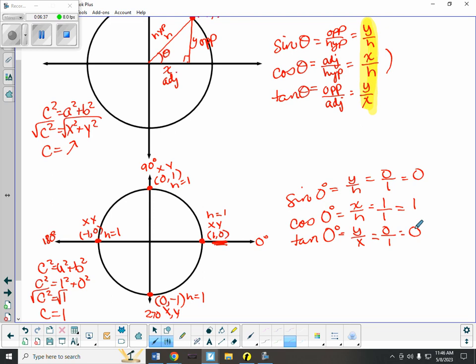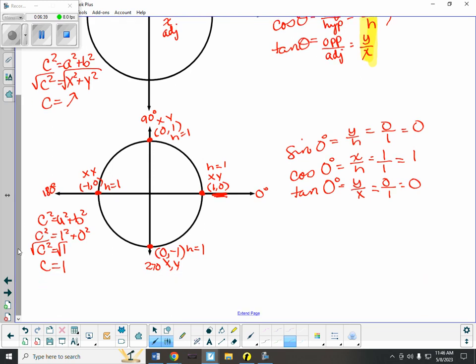We'll do another one here. Let's go ahead and do 270. The sine of 270, cosine of 270, and the tangent of 270. So sine is y over h. So you're going to have to remember, because it's opposite, which is your y value, hypotenuse, which is h. So your y value is negative 1. H is 1. So you end up with a negative 1.